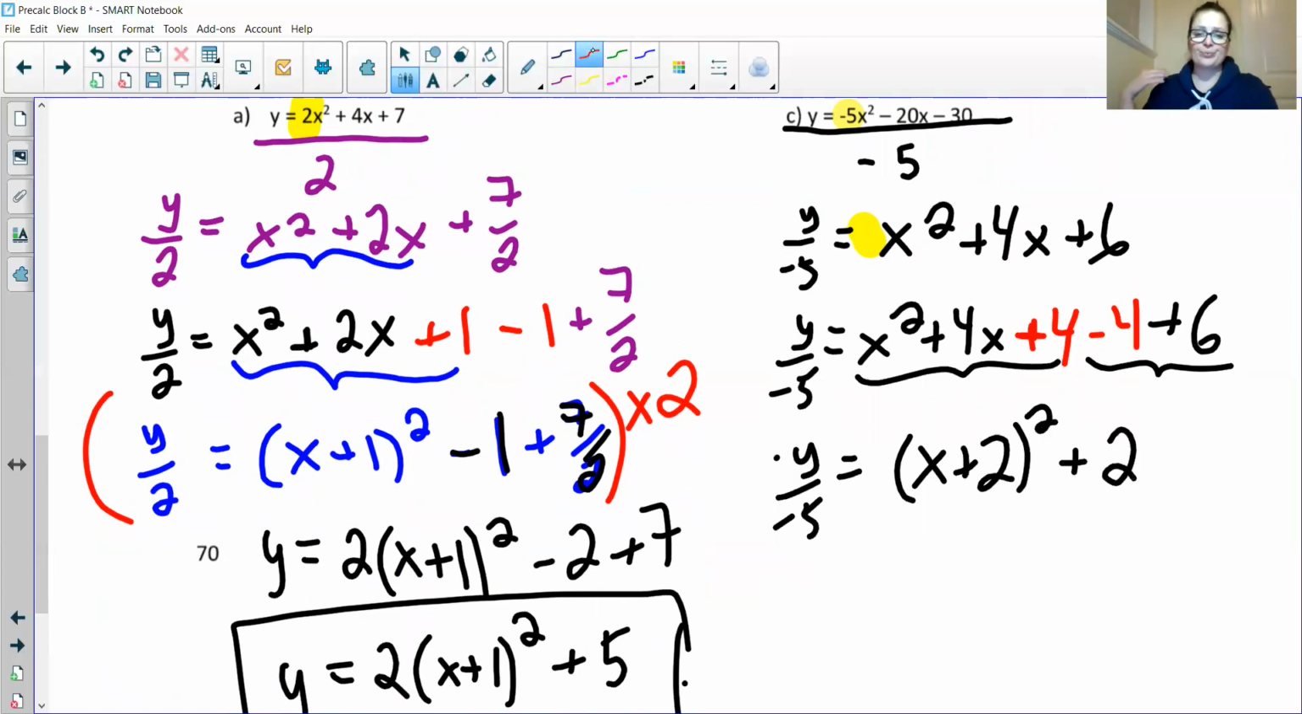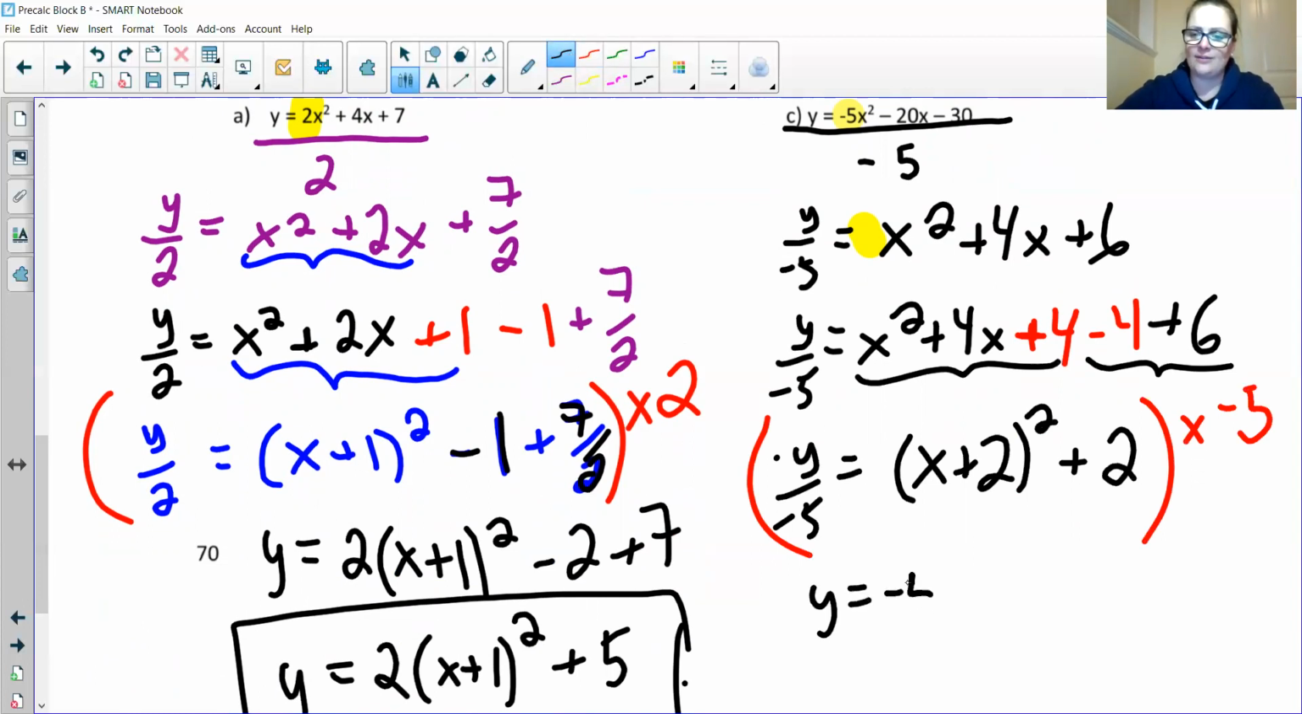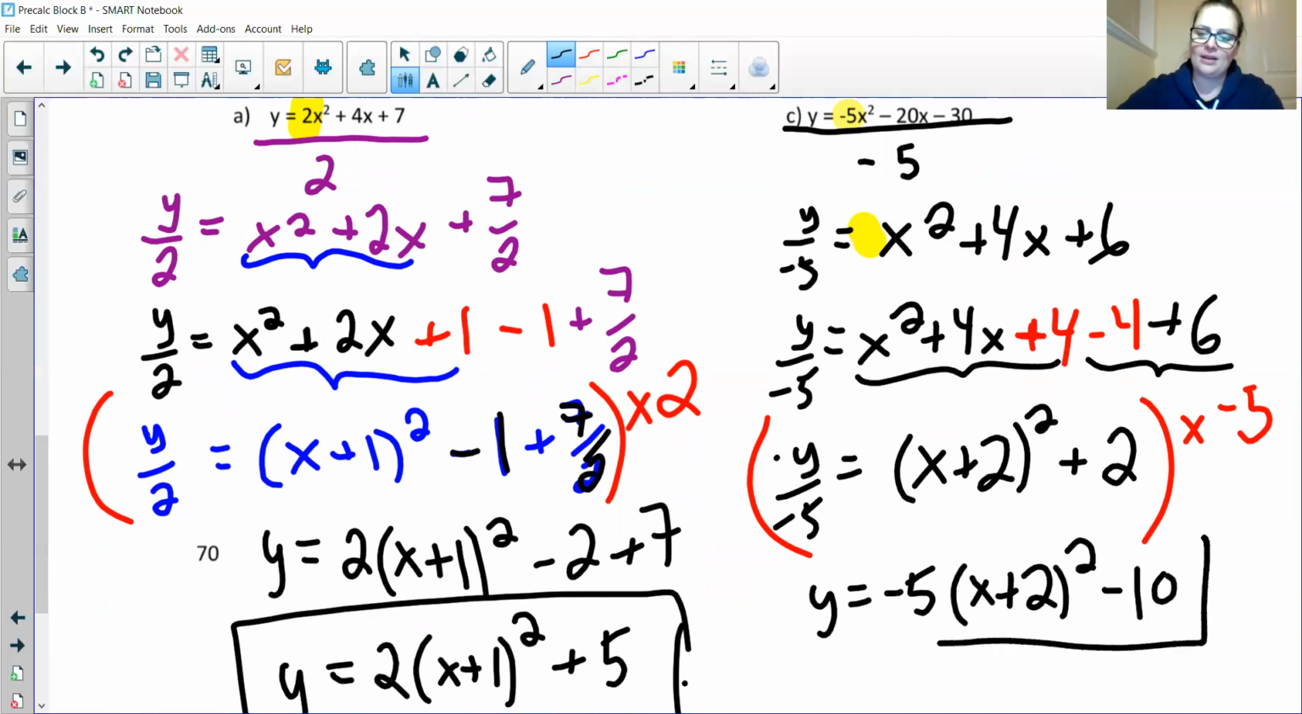And now I'm ready to put the negative 5 back in the game, all right? It's had its time out. It can come back out to play again. So we're going to multiply everything by negative 5. And then that's going to give us y equals negative 5 times x plus 2 squared. And then 2 times negative 5 is negative 10. And here we go.